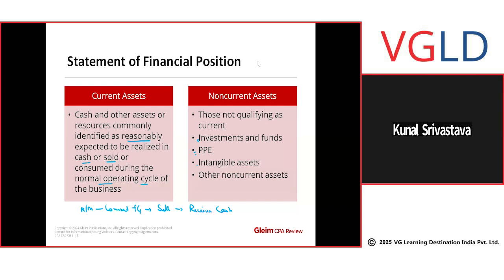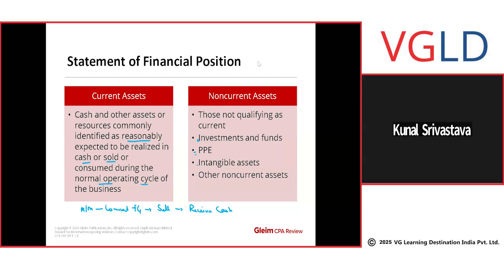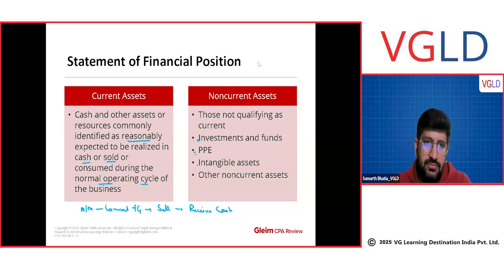Once you receive the money, the cash, you can show it as a part of current assets, because cash and cash equivalents are part of current assets. So that 30 days operating cycle will not impact that. No.